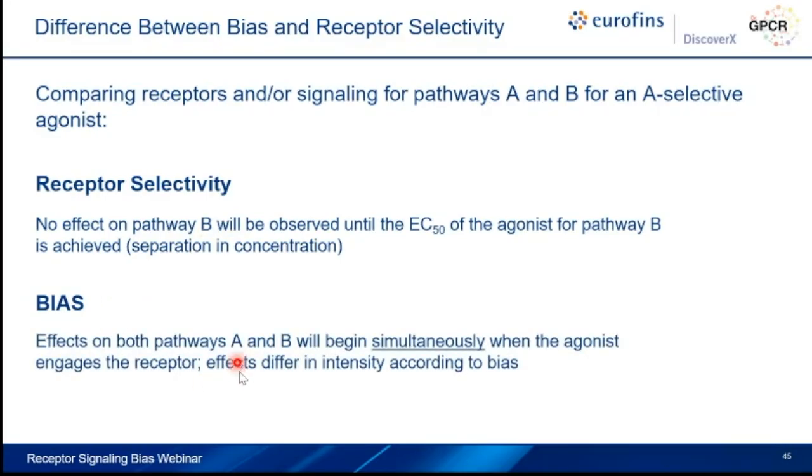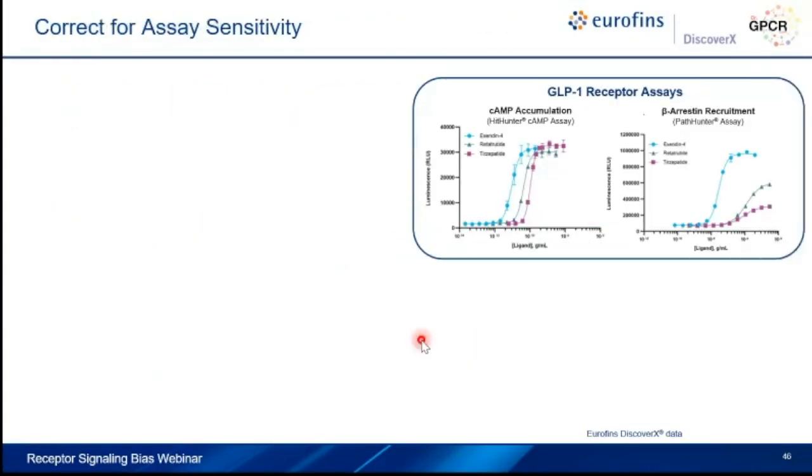Bias begins everything at once. You will get pathways activated, both A and B, the instant that the compound interacts with the receptor. But while they're activated simultaneously, they will be at very different volume strengths. So let me try to illustrate this.